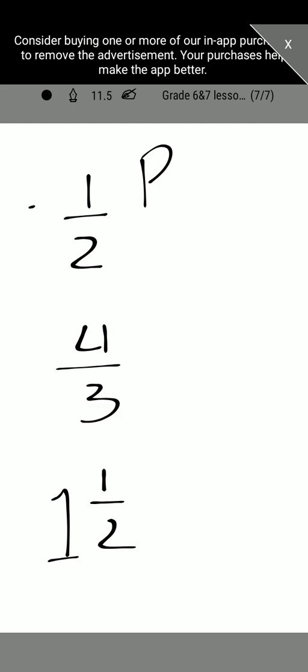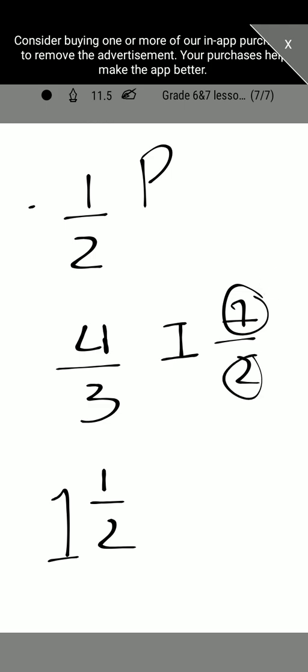Then this one is an improper fraction because in an improper fraction the numerator is bigger than the denominator. Let's say 7 upon 2. This is also an improper fraction in which the numerator is bigger than the denominator. Now this is the mixed number. It has a whole number and a fractional part. It's 1 whole 1 upon 2.